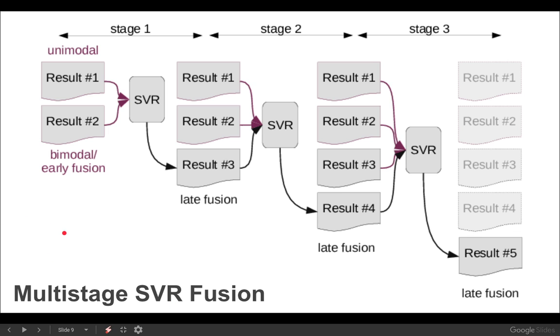From the previous slide, we obtain a result from unimodal, for example, the acoustic feature, and then using another feature set, for example, a bimodal feature using audio and visual features, we obtain another result. So we use SVR here to combine both results. The input is the result from one feature set and another feature set, and the output is also the prediction of valence, arousal, and liking.